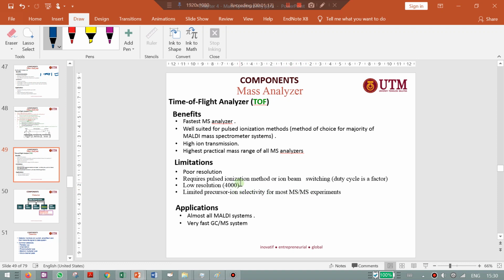Again, we can have the precursor ion, only one precursor ion, for example from the MALDI, but how about the daughter ions? If we still use the MALDI and then proceed to the next MALDI, the fragmentation is still not that great, so we cannot proceed to the MS/MS experiment. Application: almost all MALDI systems. MALDI is usually combined with TOF. Also very fast GCMS systems.